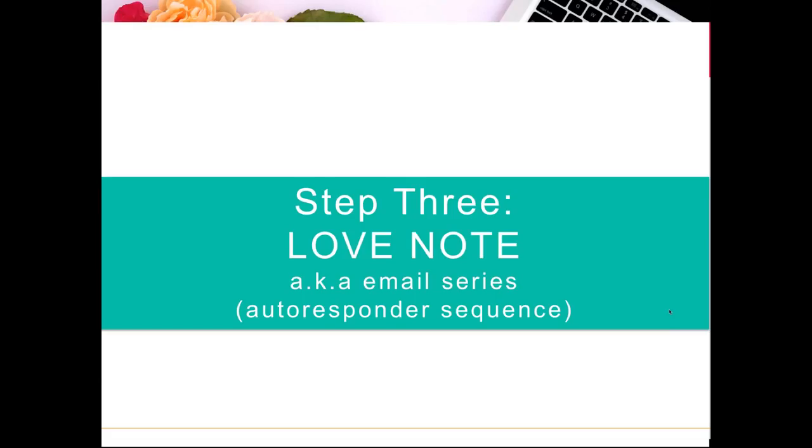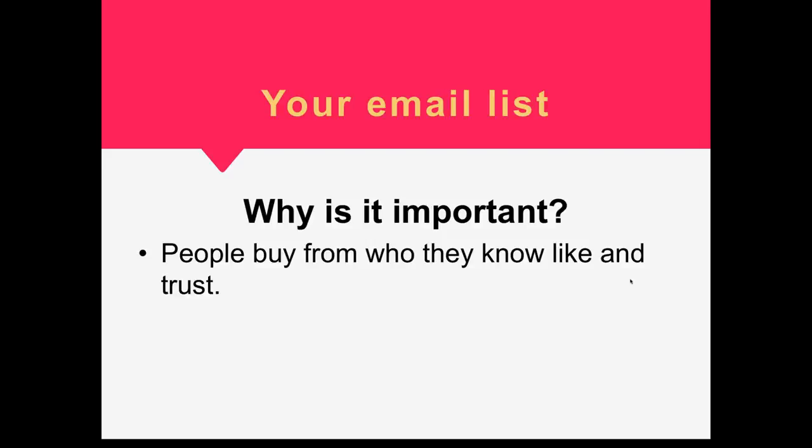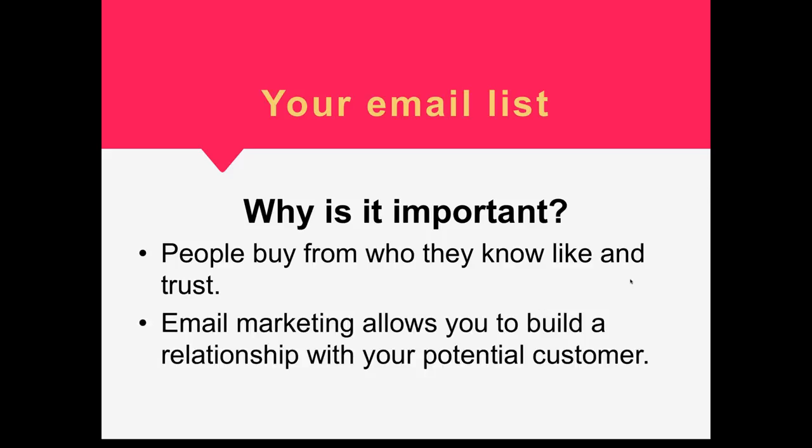So this is your email series or your autoresponder series. Okay, so where does this come in? Well, as you can see, after you've got your ideal client on your list, then we're going to send them a series of emails. Now, your email list, why is it important? Well, people buy from who they know, like, and trust. And email marketing allows you to build a relationship with your potential customer, okay?